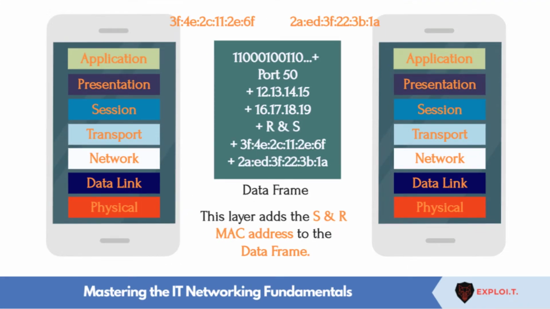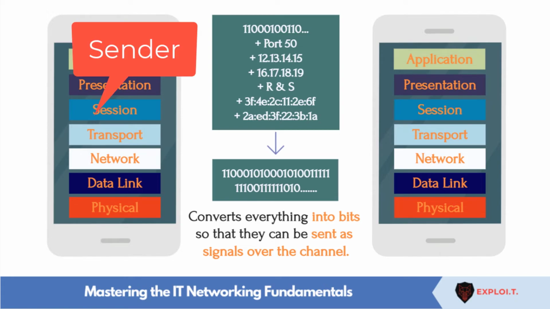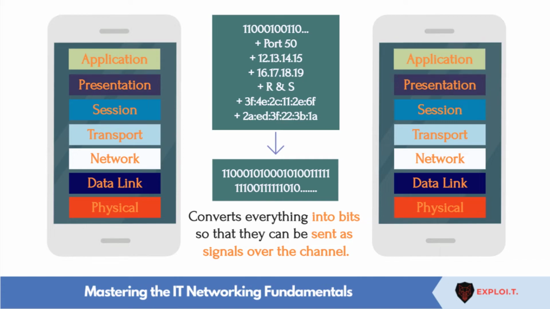And when it comes down to the data link layer or layer 2, it adds the MAC address of the sender and the receiver. And when it comes to the physical layer, the last layer, every piece of information is converted into binary digits so that it can be sent as signals over the channel. So this was the left side, or the sender side, and now we are going to see how everything happens in the reverse order on the receiver side.